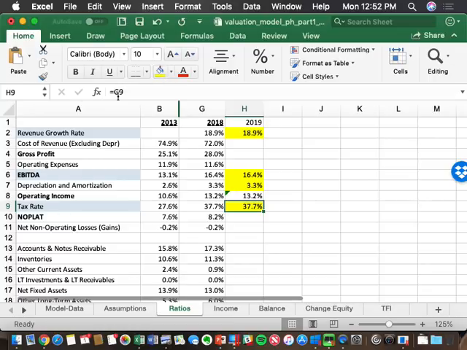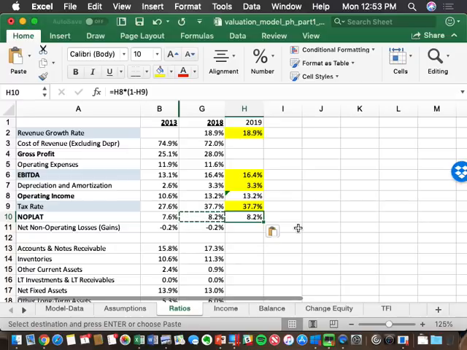NOPLAT is operating income times 1 minus the tax rate. So I'll give you two choices. If you want to be lazy, you can go to cell G10. It's got the right formula, which is operating income times 1 minus the tax rate. So you can copy G10, go to cell H10 and paste it. Or you can type in the formula H8 times 1 minus H9. But basically, and again, NOPLAT is not a yellow cell because the operating income and the tax rate get us our NOPLAT as a percentage of revenue. So it's a calculated result, 8.2%.